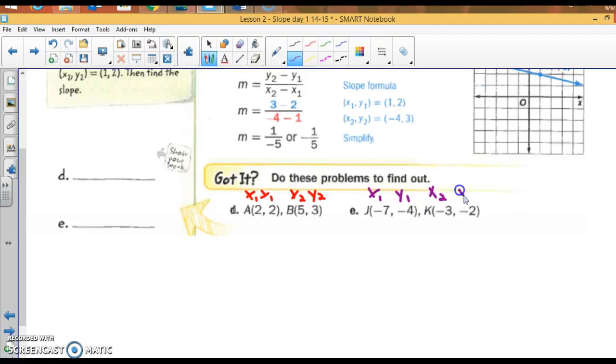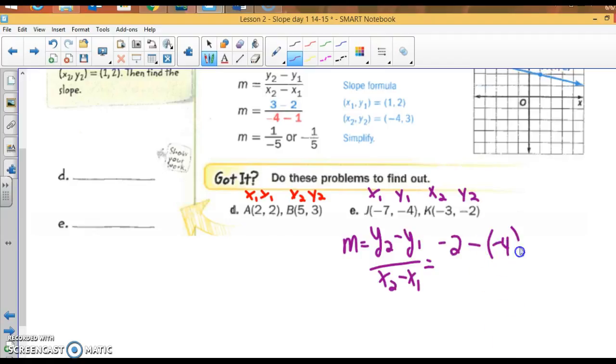This one is x sub 2 and y sub 2. Let's write the slope formula. Slope is y sub 2 minus y sub 1 over x sub 2 minus x sub 1. Now, this slope formula is on your formula sheet, and you do not need to memorize this. So let's substitute. Y sub 2 is negative 2 minus y sub 1 is negative 4. Look how I wrote that. Negative 2 minus negative 4 over x sub 2 is negative 3 minus x sub 1 is negative 7.